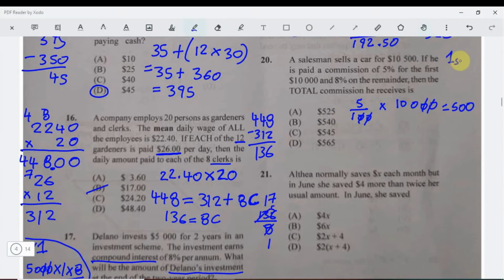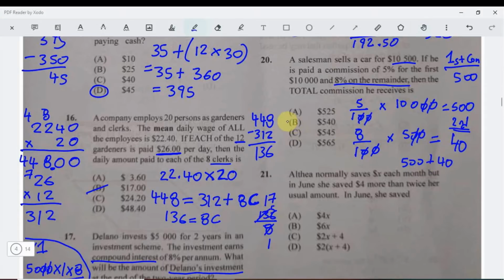So the first commission is 500. Now, it says he then receives 8% on the remainder. If you take away 10,000 from 10,500, you're left with 500. So 8% of 500 is, these two zeros cancel each other, and 8 times 5 is 40. So the second commission is 40. So 500 plus that 40 is 540. So he receives 540 as his total commission.